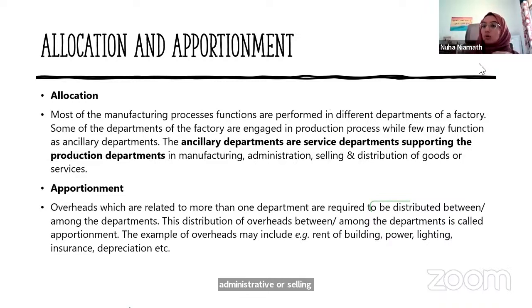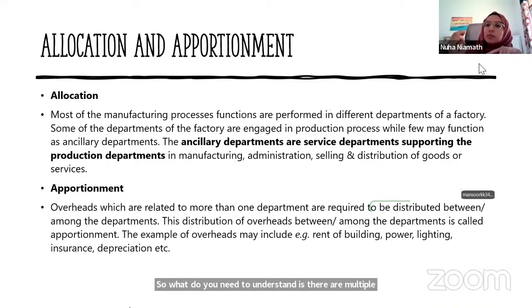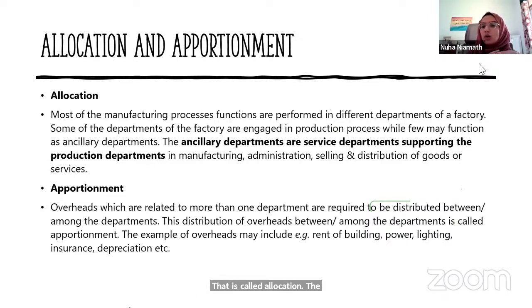So it is not only the production department that is running. What you need to understand is there are multiple service departments, and the cost incurred by these service departments needs to be allocated to the production departments. That is called allocation.